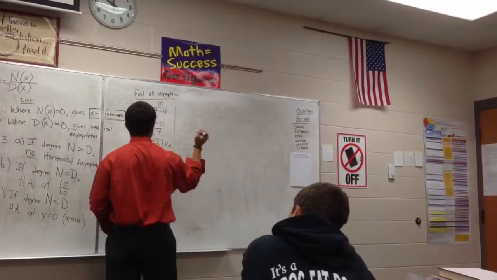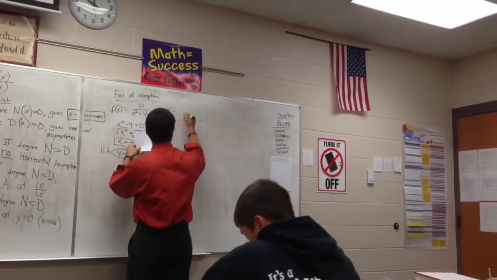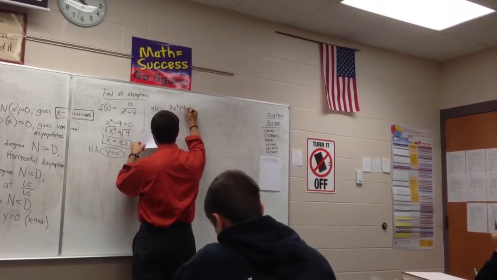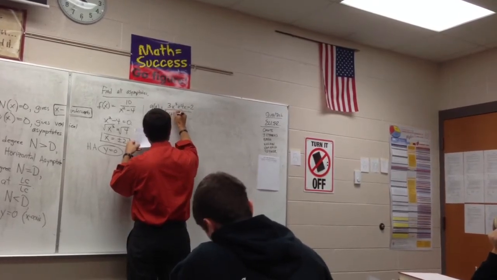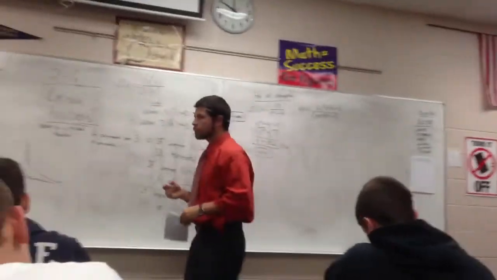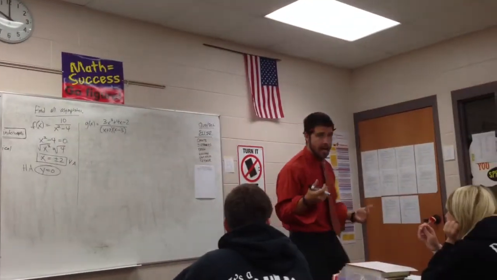Leading coefficient. Watch close. Let me do another one. G of x is going to be 3x cubed plus 4x minus 2 over x plus 7 and x minus 3. Now these are going to seem kind of ridiculous sometimes, and that's okay. All we have to do is just break them down one at a time.